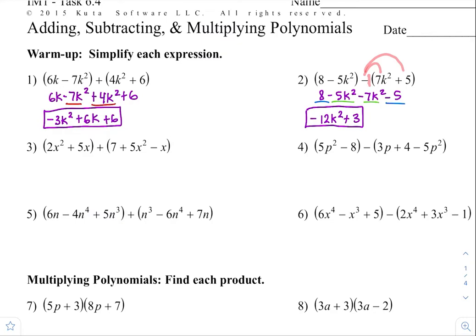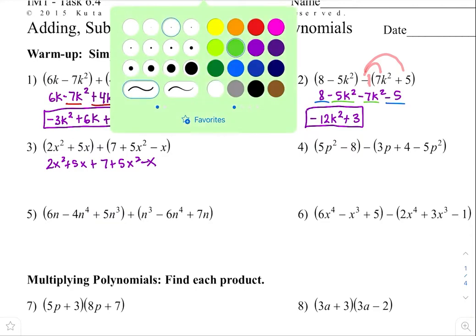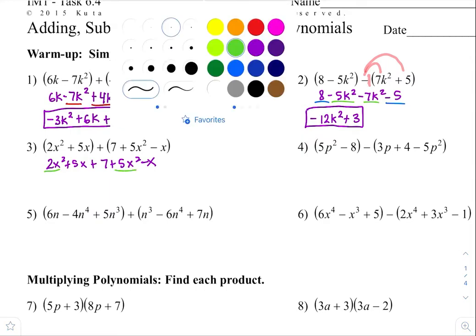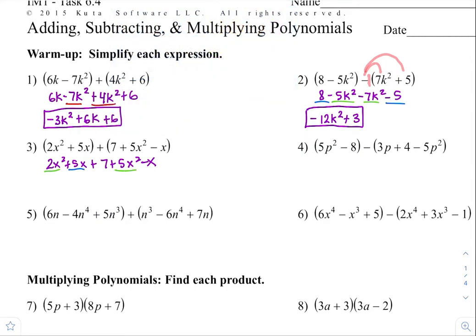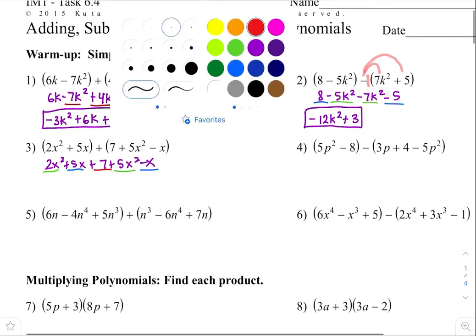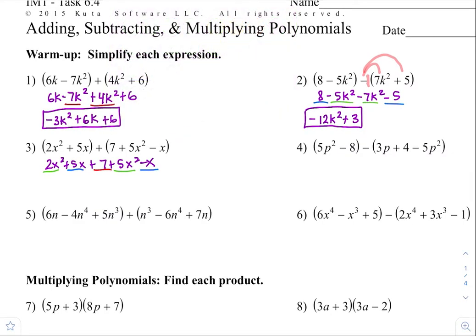Alright. Number 3. So it's positive, so that means we just add them by dropping the parentheses. Now we gotta combine like terms, right? So highest degrees first, so we're gonna combine these two. Next highest degree is the x's, so we're gonna combine those. And this one's all by itself, so that one's just gonna be 7.